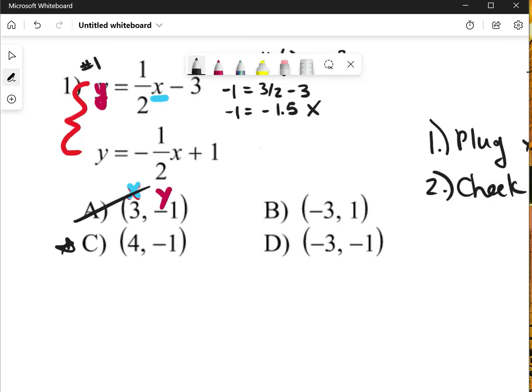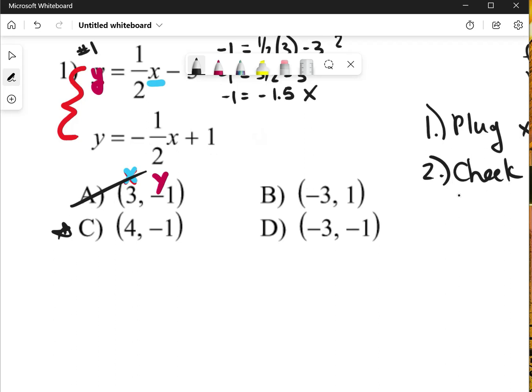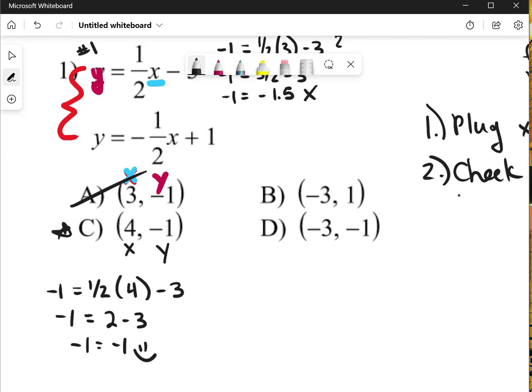Let's kind of jump ahead and just try and guess out C here. So once again, our x value is the first one, the y value is the second part. So when we plug into that first equation, -1 is equal to 1/2 times 4, and I believe it is minus 3. Well, -1 is equal to 2 minus 3, which, hey, -1 equals -1. So you're good so far.